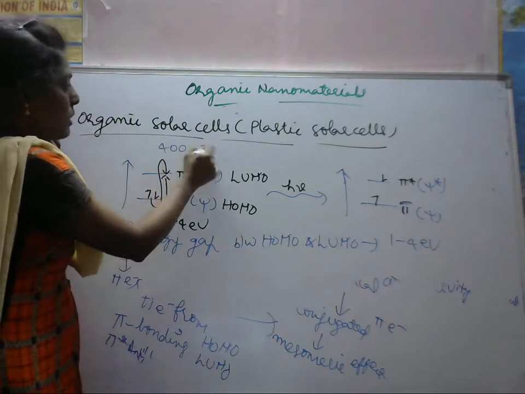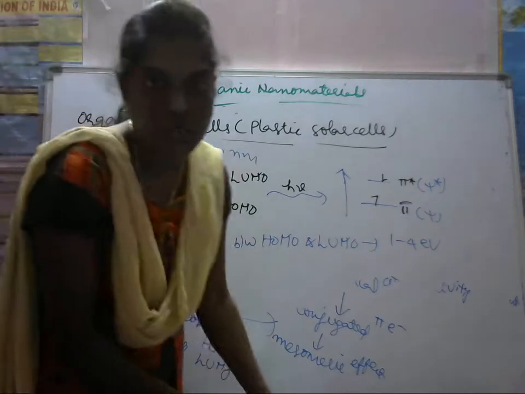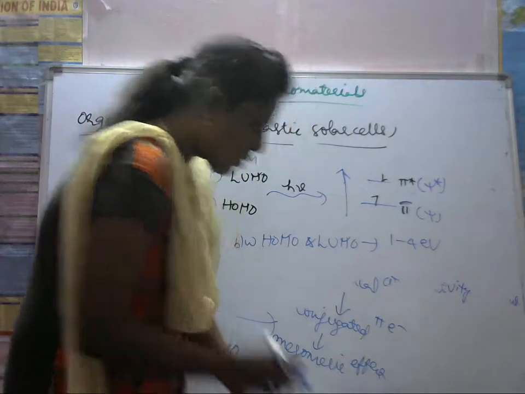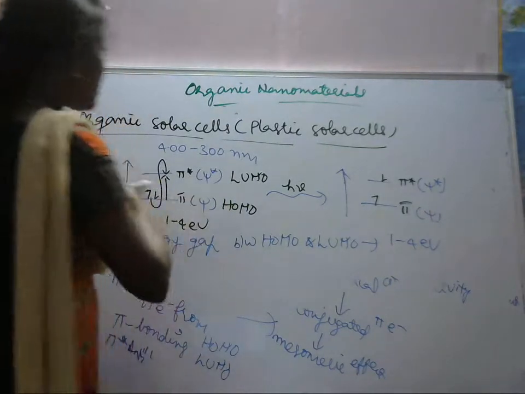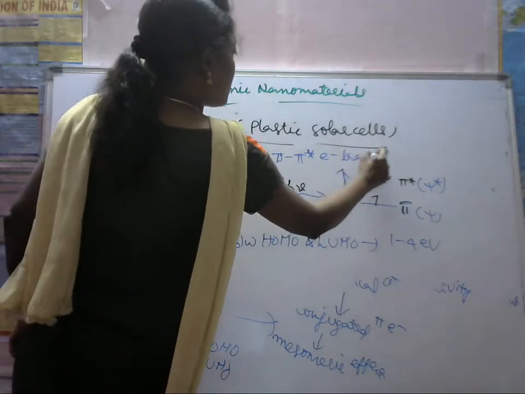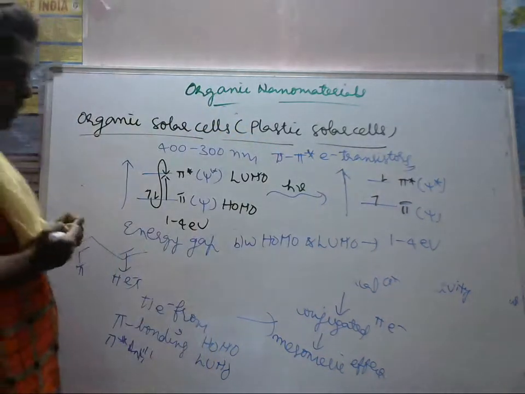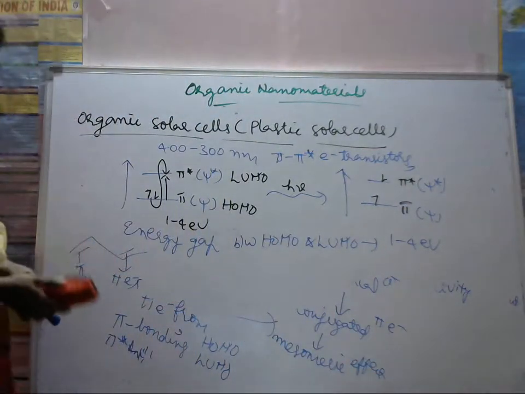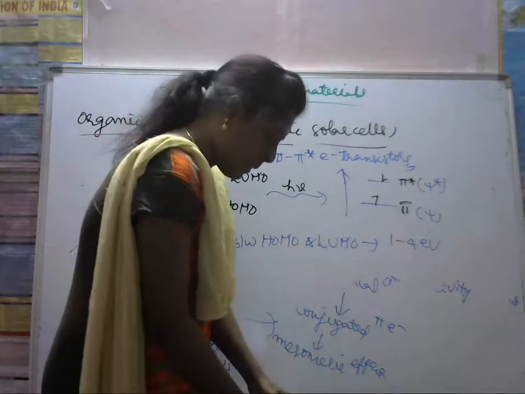This occurs between 400 to 300 nanometers. It involves pi to pi star electron transitions. Let's see how the lines will be, and what are conjugated and isolated. There is no need for this one. Okay, next one.